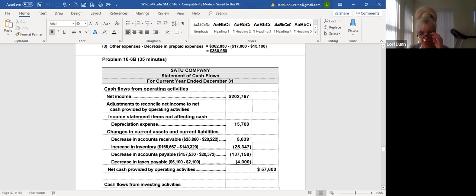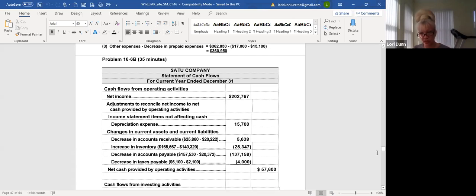Now, why is that important? Well, if we sold any plant assets, equipment during the year, we would have decreased accumulated depreciation. Since we didn't decrease accumulated depreciation for this company for this year, doesn't look like we sold anything. But let's keep looking. In the additional information, we need one more component, and you will always be given this.